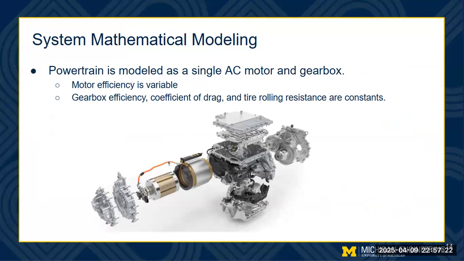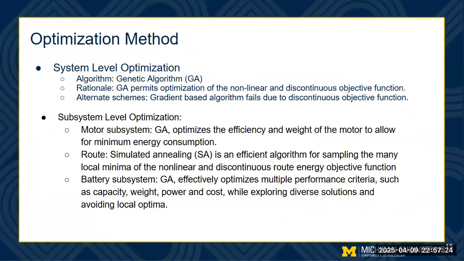Next slide. The system-level optimization model that we have selected is the genetic algorithm. This is selected over gradient-based techniques due to our nonlinear and discontinuous objective function. At the subsystem level, we use a genetic algorithm for the motor optimization and battery optimization, while we use simulated annealing for the route optimization. Next slide.